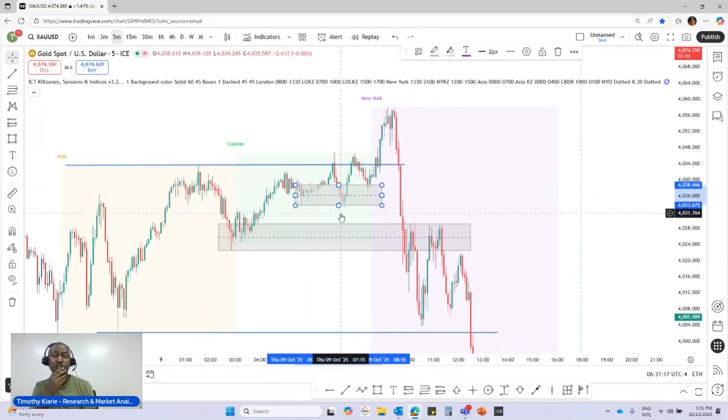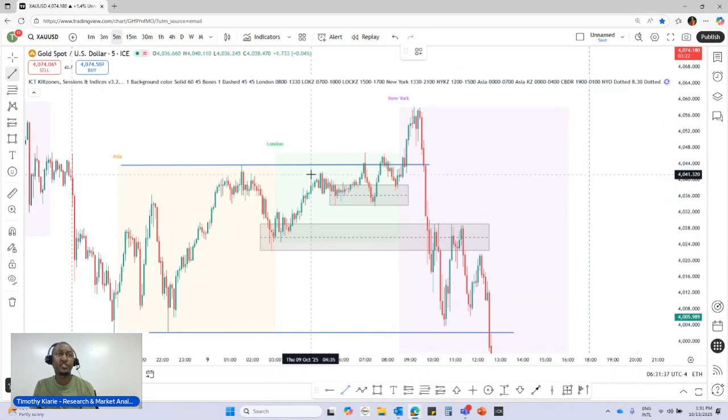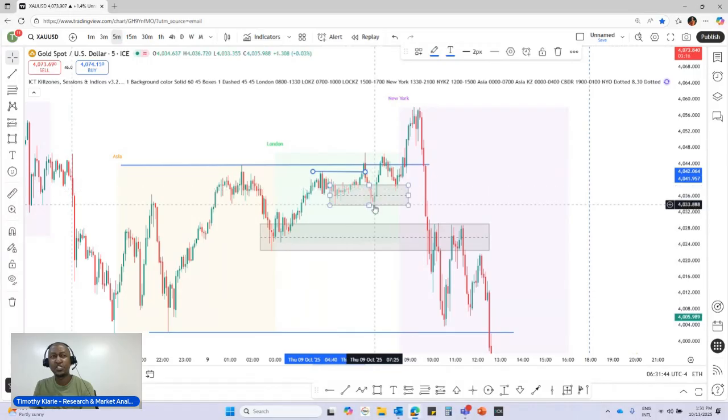For me, this particular level would really be a good point in terms of looking for buying opportunities, because here as the price was pushing up, it created a BOS. So a retracement to this point, this being an order block, gives us an entry.